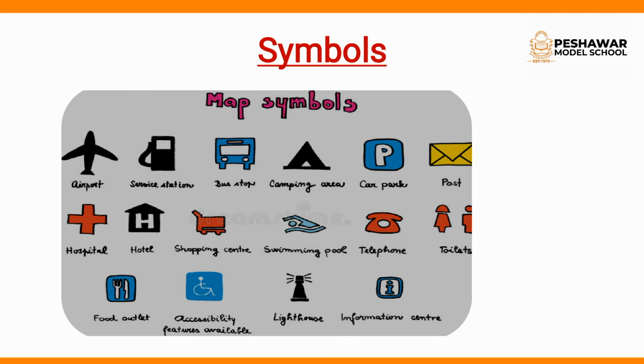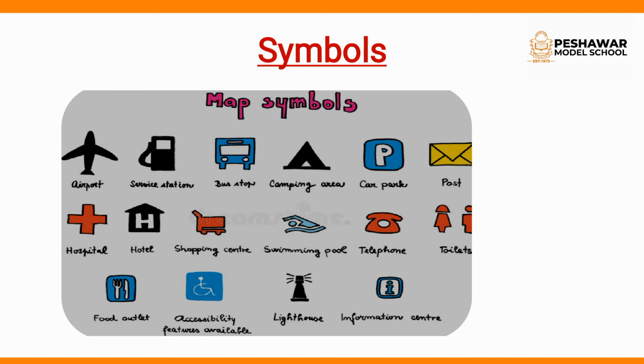Here are some symbols which we use for map making. If you look at the first symbol, this is for airport. If we are drawing a map or reading a map which is related to airports, in an airport map this symbol is used, which is given as an airport with a black aeroplane sign. The second symbol is for service station. In any map, if we want to show the service station, we will show it by this sign.